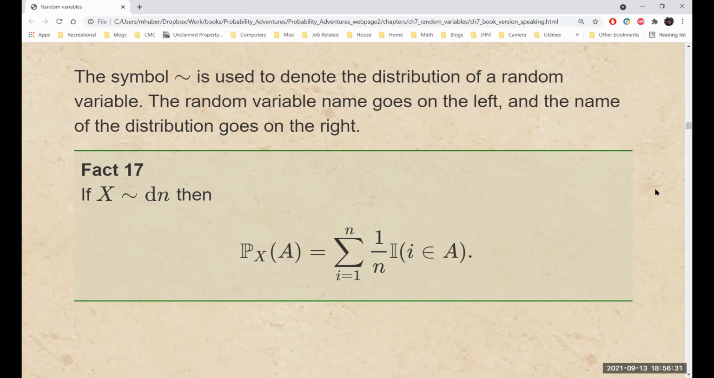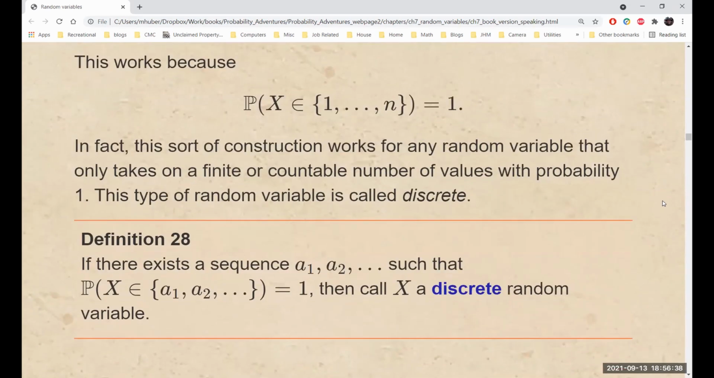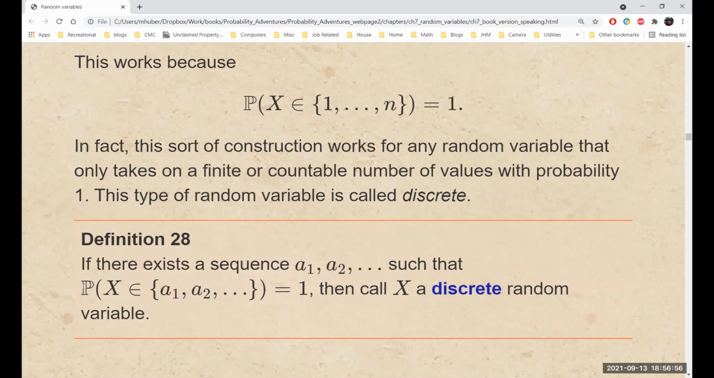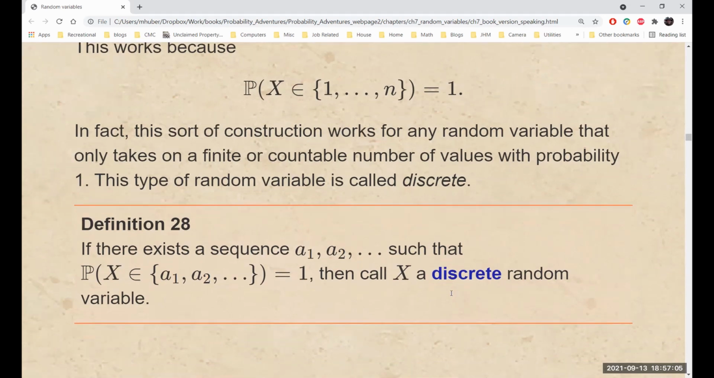And then we divide by n, because each one of those elements has a 1 over n chance of occurring. This works because the only possible values for x are 1 up through n. The probability that x falls in this set equals 1. If we have a sequence, a sub 1, a sub 2, and so on, such that the probability that x falls into that sequence equals 1, then we refer to x as a discrete random variable.